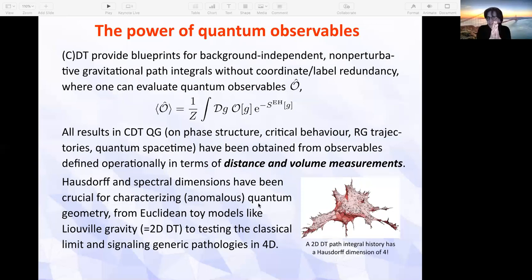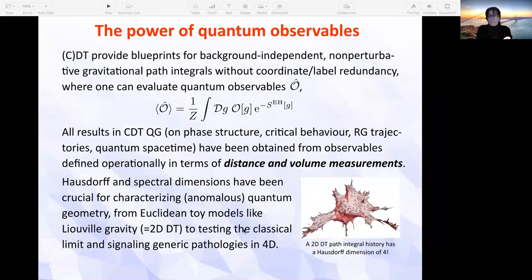Looking at these dimensions has already provided enormously rich information, for instance in characterizing Euclidean higher-dimensional DT models as probably not very interesting, because if you look at the Hausdorff dimension, it comes out to be either 2 or infinite, which has prevented recovering four-dimensional geometry from them, and was one of the reasons for looking at CDT.